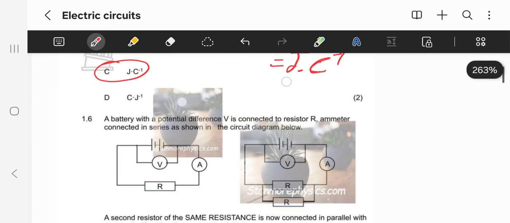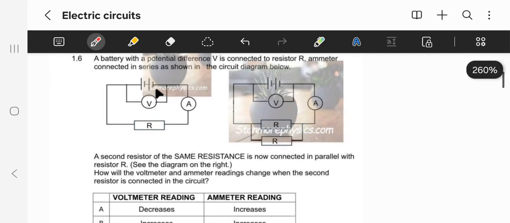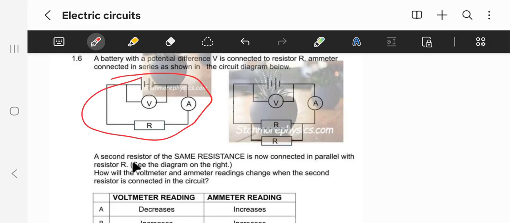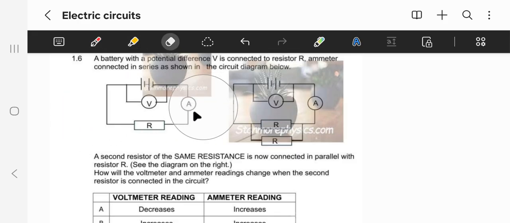Okay, now we move on to the second question. The second question says a battery with a potential difference V is connected to resistor R. An ammeter connected in series is shown in the circuit diagram below, and these are our circuits. There are two, but the one they're telling us about in this statement is this one here. Then they talk of the second one, which is this one on our right. With the second one, they're saying that a second resistor of the same resistance is now connected in parallel with resistor R. So to this resistor, we are now adding this resistor here, and the diagram, as you can see, is this one on the right.